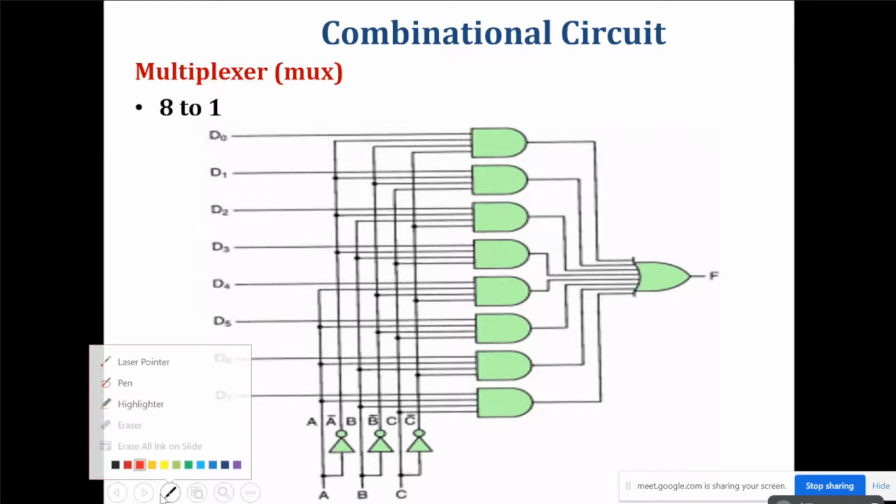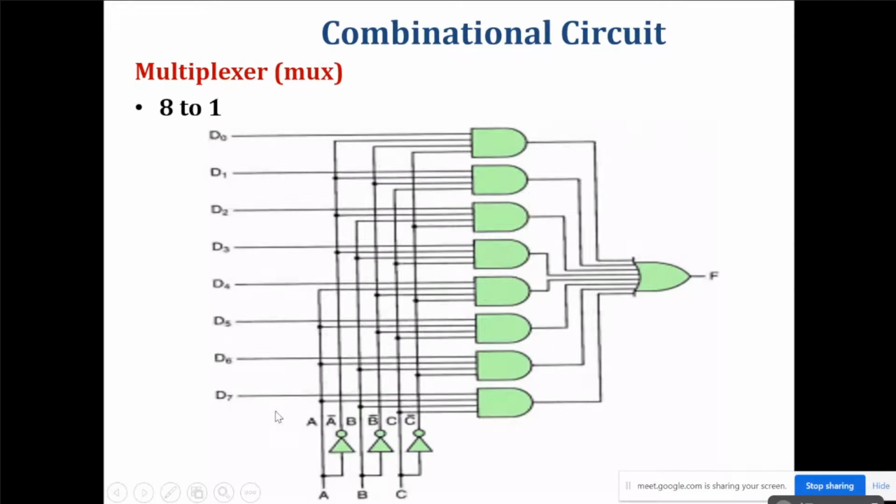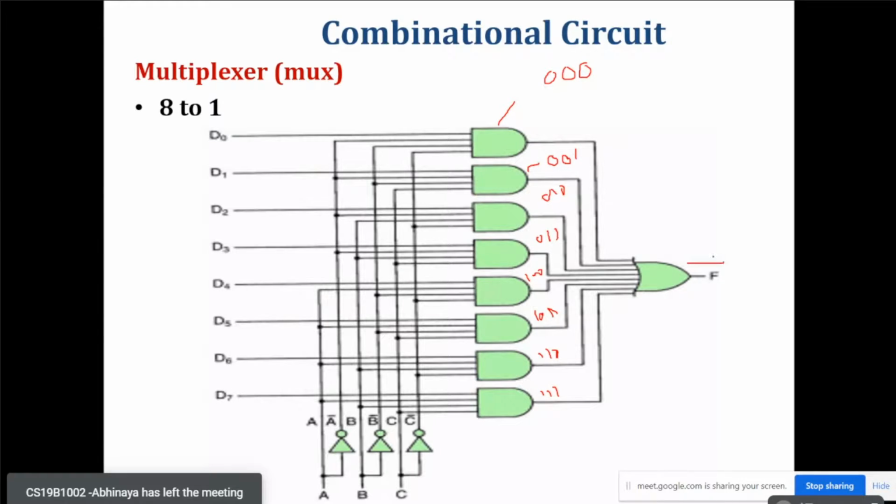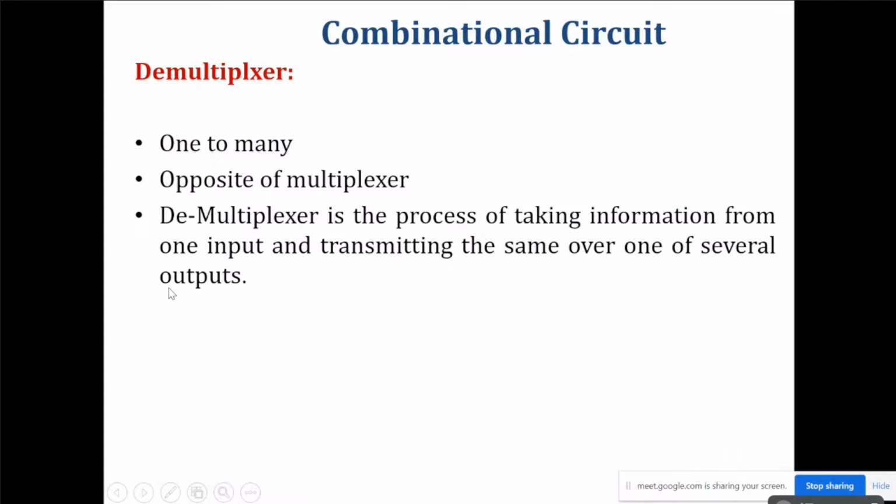So this is the simple implementation. This generates the output for the combination 0 0 0. It generates this for 0 0 1 combination. This is for 0 1 0, for 0 1 1, for 1 0 0, and so on, and 1 1 1. So on the basis of the values of the selection line, it directs the input towards the output.